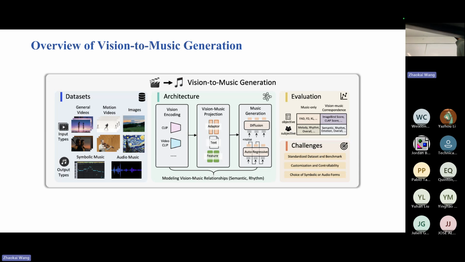So the video encoding is basically done with image models like CLIP or video models like VideoCLIP. And for the projection module, sometimes the method may use an adapter, or they may directly use text or features as the bridge between these 2 modules. And the music generation is basically diffusion or autoregressive. And these 3 parts jointly model the video music relationships, which include semantic and rhythm relationships.